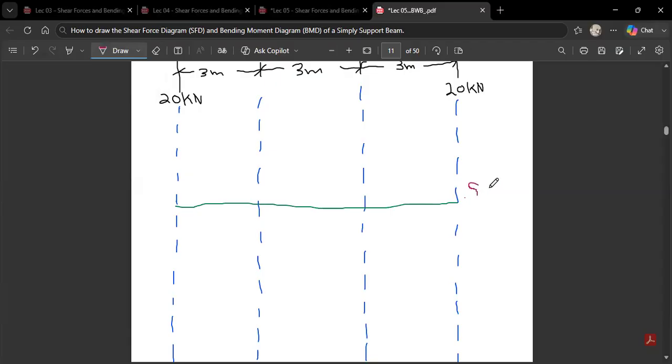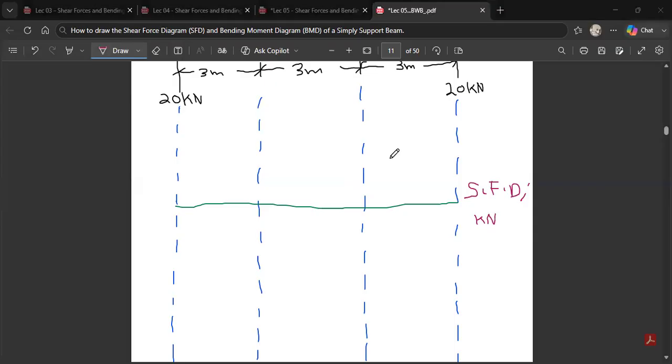Okay, so I'm going to write over here shear force diagram. Okay, so from here I can just add a unit. You see, so look at this, it is a unit. It is measured in what? Kilonewton. It's measured in kilonewton, just as you are seeing over there.